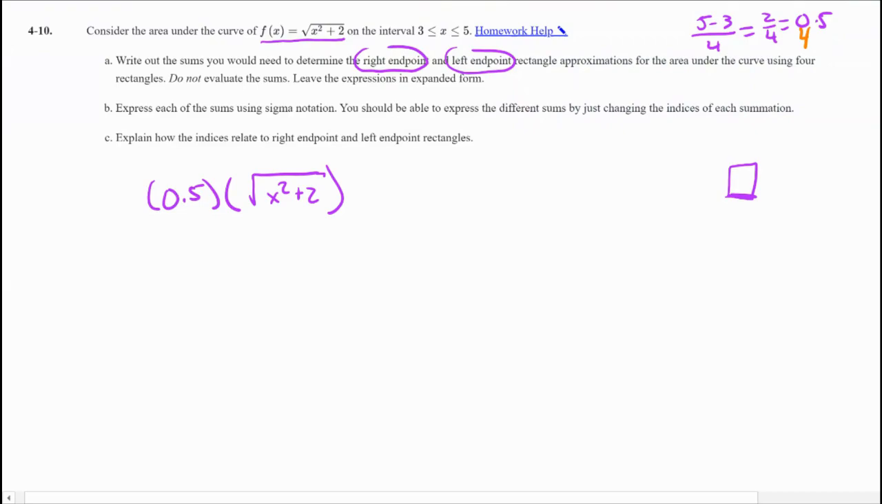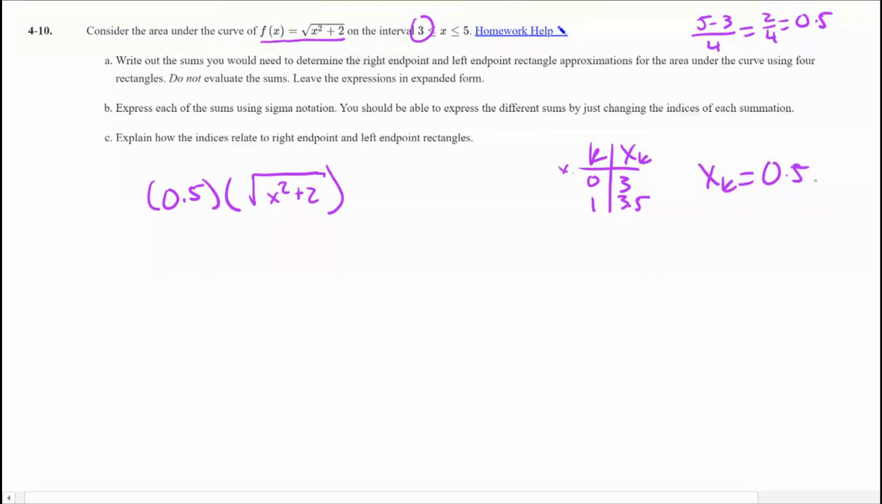But instead of x here, I really need to plug in a k value. So what that means here is that I need to come up with an equation for the k value. And the only two things that we need to come up with that equation are the width, which is 0.5, and the starting value, which is 3. So if you were to think about the table, k, x of k, the starting value is at 3. X of 0 would be 3. And it's going up by 0.5 each time. So my equation for x of k is 0.5k plus 3, because that's where we are starting.